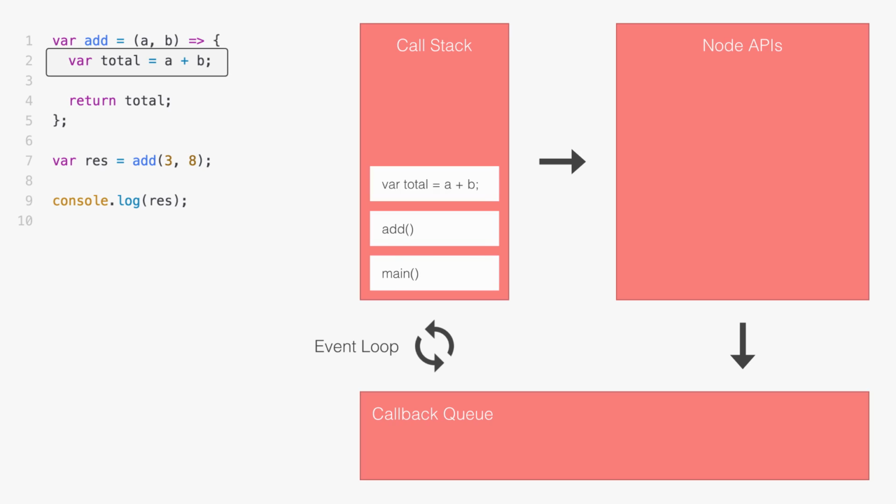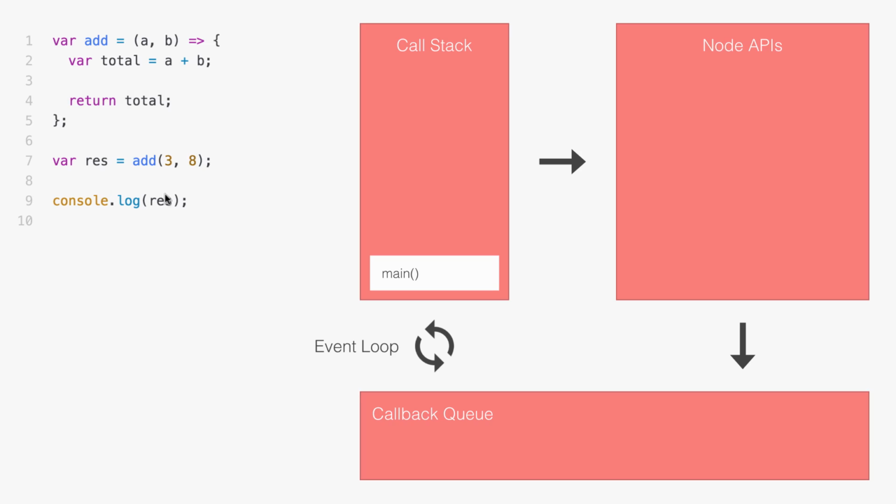The first line inside of add sets the total variable equal to a plus b, which would be 11. Then we return from the function using return total. That's the next statement. And when this runs, add gets removed. So return total finishes, add gets removed, then we move on to the final line in the program, our console.log statement, where we print 11 to the screen.